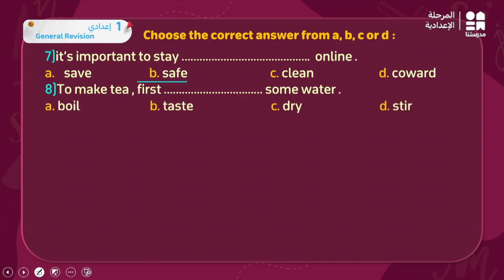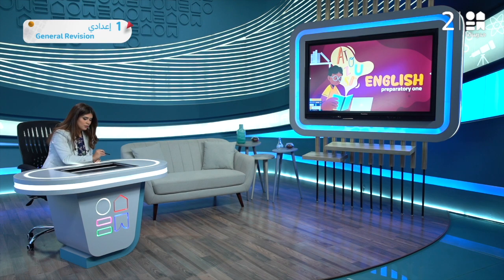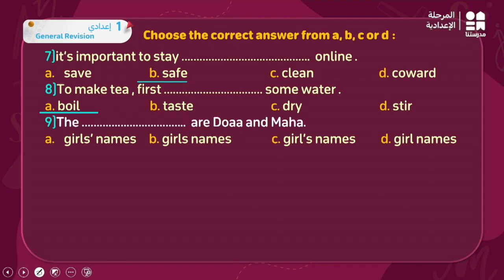To make tea, first space some water. So what is the first step in order to make tea? Yes, we should boil the water. نغلي المية. Number 9, the space are دعاء and مها. So can you guess what's the suitable word here to fill in with? Yes, I guess some of you got it correctly.